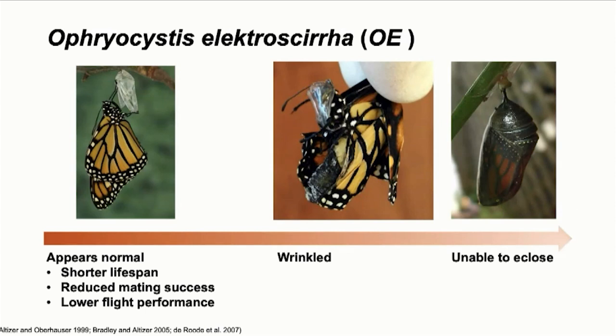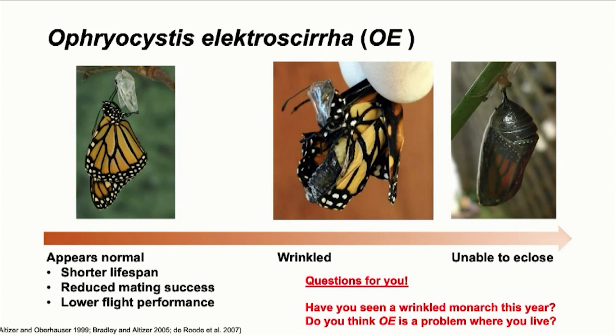All right, so now I have a quick question for you. Have you seen wrinkled monarchs this year? And so that's the first one. And do you think OE is a problem where you live? And you don't have to disclose where you live, but do you think OE is of concern? So I will just give you 15 seconds here to answer the question, and then we'll move on.